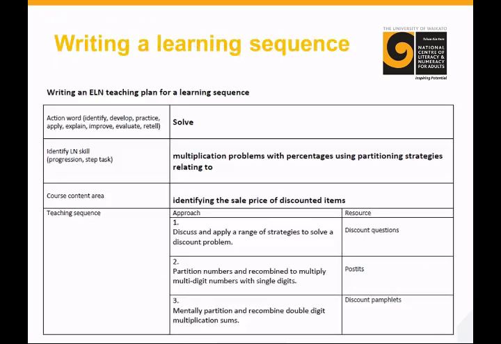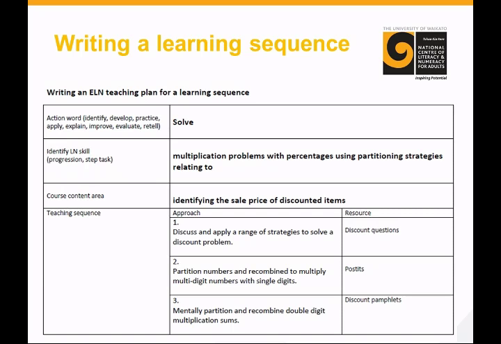When we wrote this into a plan, you can see that we have our outcome at the top: solve multiplication problems with percentages using partitioning strategies relating to identifying the sale price of discounted items. And of course we wouldn't write this always in such a broken up way, but it suits the purpose here. And then we have 3 particular strategies that we're going to implement to make sure that students are able to do these skills, or at least that we're moving them towards it. We're going to plan it and we're going to sequence these.